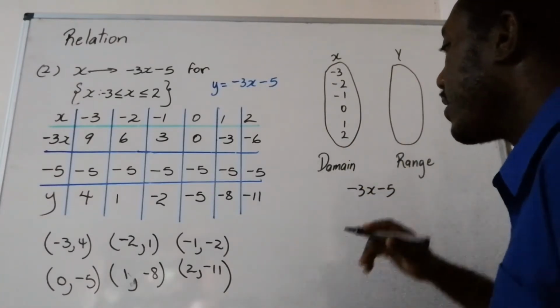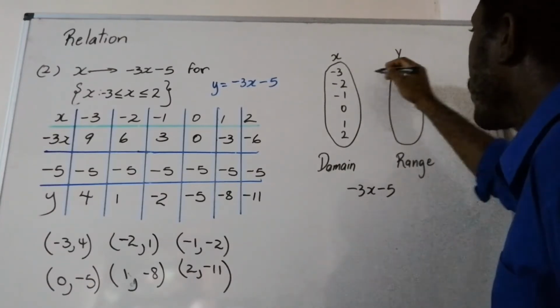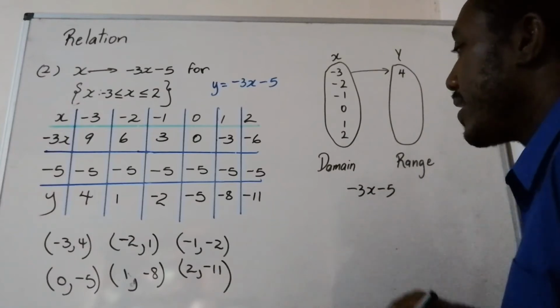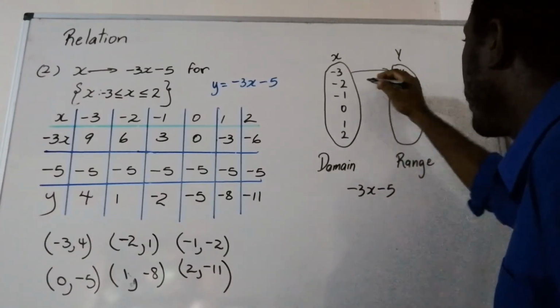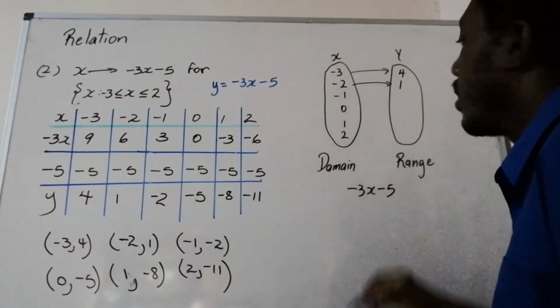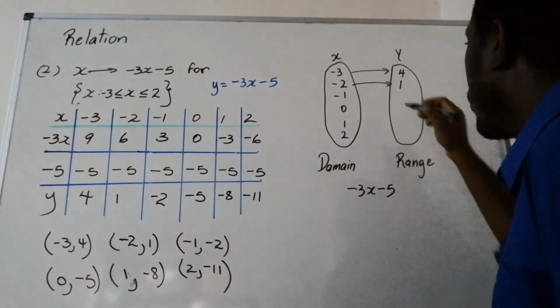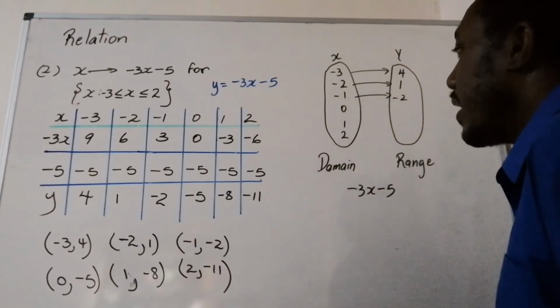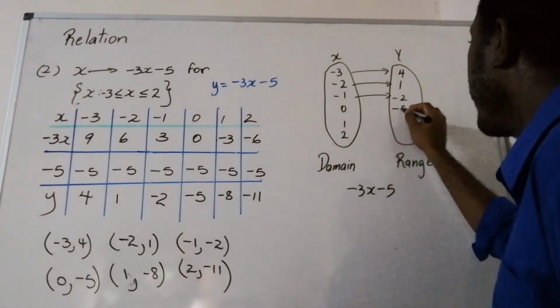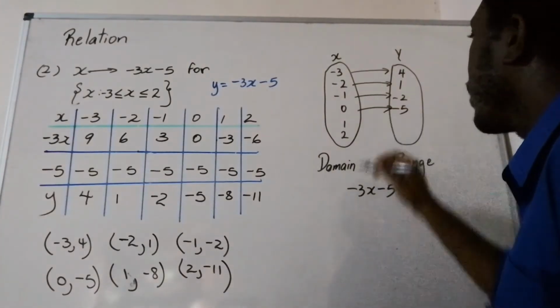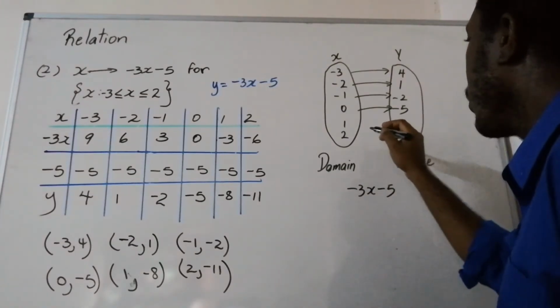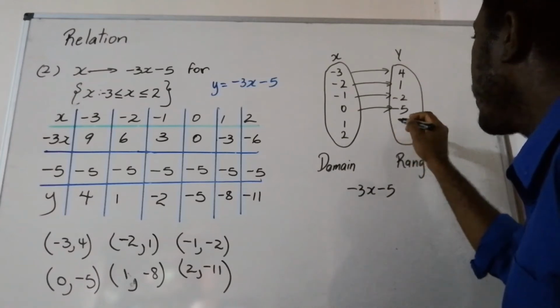This relation, or this rule, is mapping the x values to our y values. So when x is negative 3, y is 4. So we have that mapping. When x is negative 2, we have 1. When x is negative 1, we have negative 2. When x is 0, we have minus 5. When x is 1, we have minus 8.